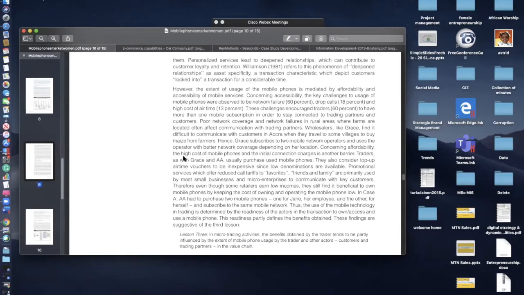Okay, concerning affordability. So now Grace has two mobile phones, and she swaps between them depending on her location to get better coverage and better connection with her customers and her trading partners. Now she also says that, number two, concerning affordability, the high cost of mobile phones and initial connection charges is another barrier. Traders, such as Grace and AA, usually purchase used mobile phones. They also consider top-up airtime vouchers to be inexpensive.